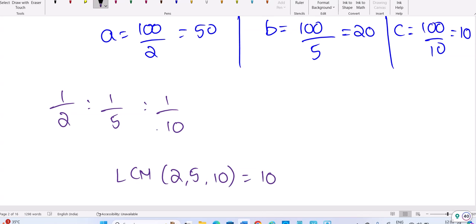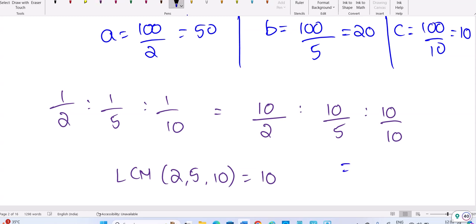Now multiply every term with 10. In a ratio, you can multiply every number with 10. Every number can also be divided by 10. There is no problem. Commonly, I multiplied everything with 10. If the 10 is cancelled, then the same ratio will be there. There is no disturbance. Now, what is the advantage? 10 by 2 is 5, 10 by 5 is 2, 10 by 10 is 1.